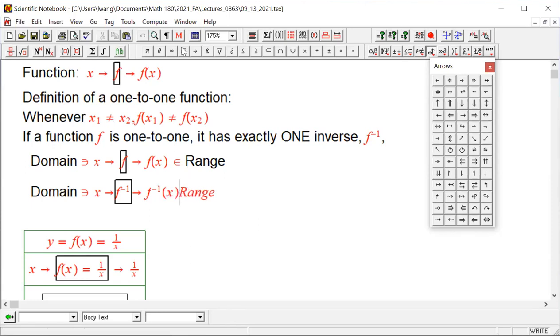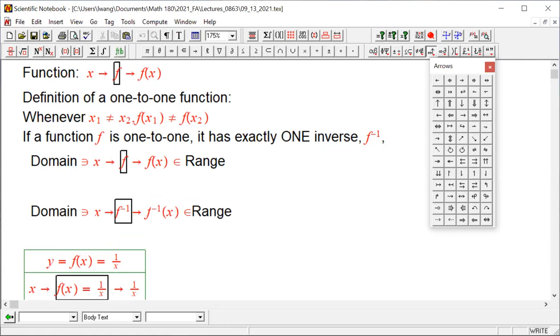I'm going to draw some, so this is the range. In this relationship, okay? The domain for the function and the range for the inverse function, these two are the same, okay? And the range for the function and the domain for its inverse, these two are the same. Do you follow me? Together they can make a loop. Yeah, we're going to see that loop, absolutely.